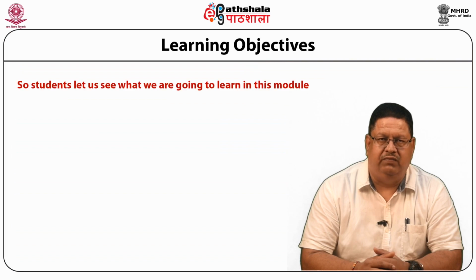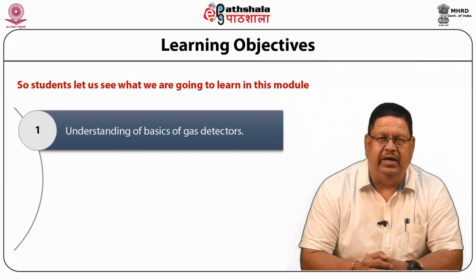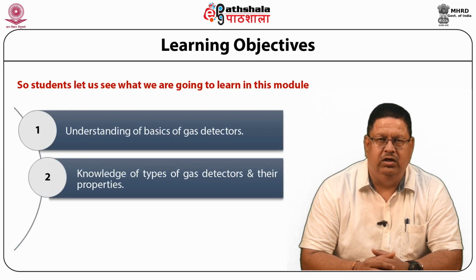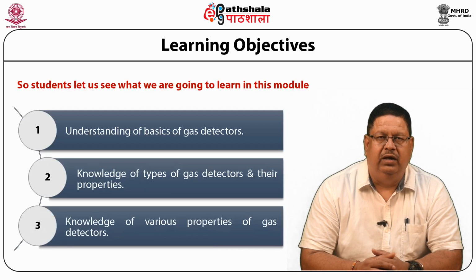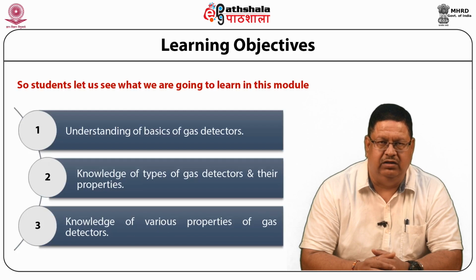Today we are going to talk on module Radiation Detector Part 6 under the paper Nuclear and Particle Physics. After completing this module, the students will be able to learn: number 1, understanding of basics of gas detectors; number 2, knowledge of types of gas detectors and their properties; and number 3, knowledge of various properties of gas detectors.